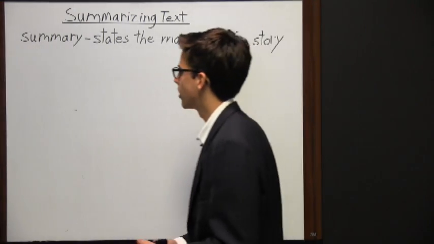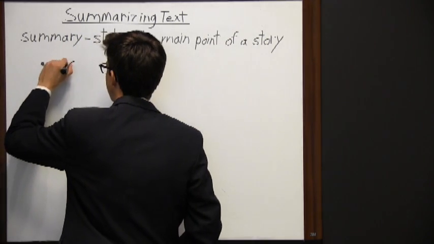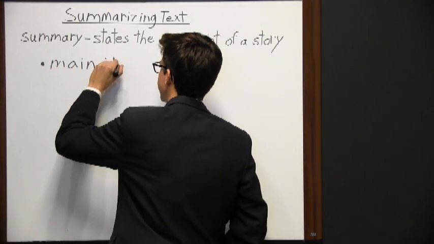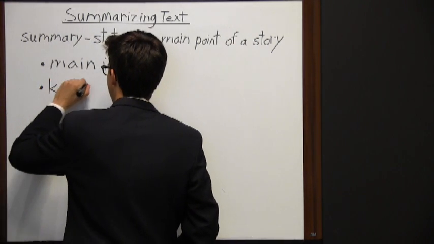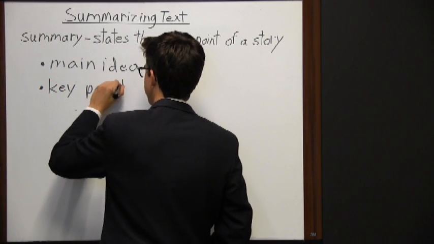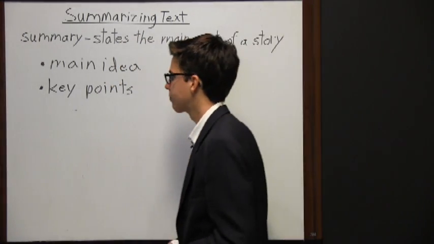So there's 4 main points that you should remember when writing a summary. Focus, like I already said, on the main idea of the story. Focus on the key points. In other words, you're not worried about little details. You're worried about the important things that contribute to the overall storyline.